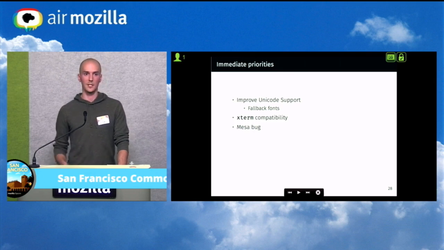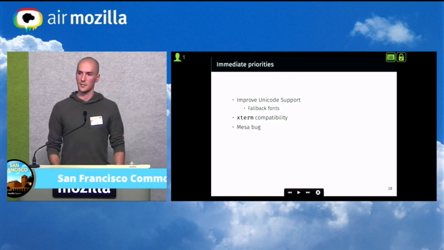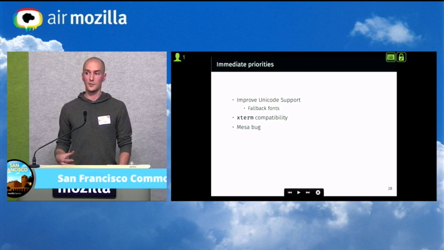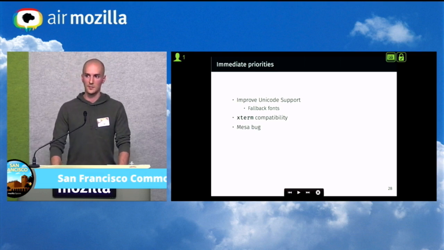We've got this Mesa bug. Mesa is this open source OpenGL driver implementation, and it seems to affect a number of Linux systems that use this. If anyone knows about Mesa, has experience with this, I would love to talk to you. It slows down Alacritty by a factor of 10, so that's really bad.